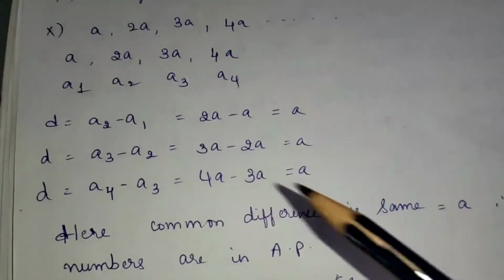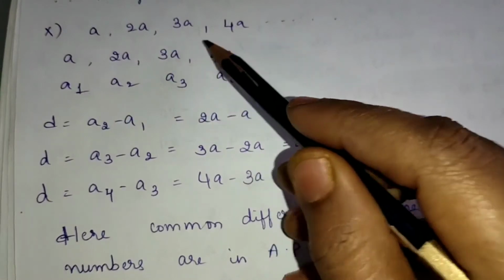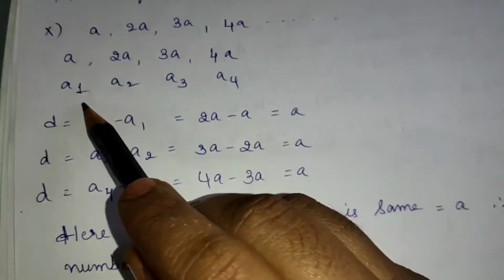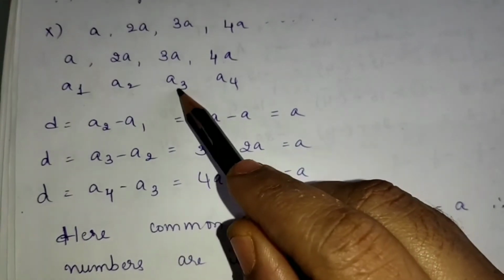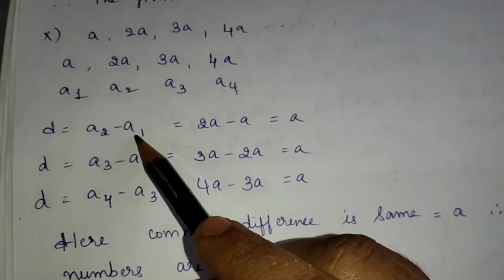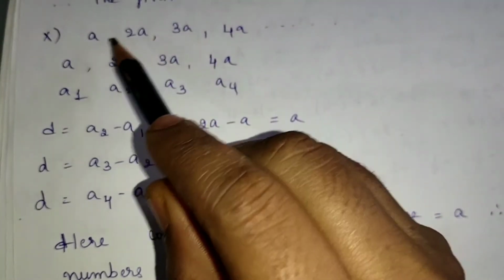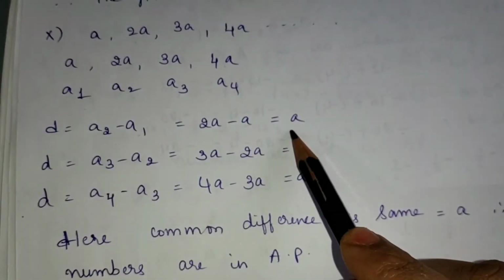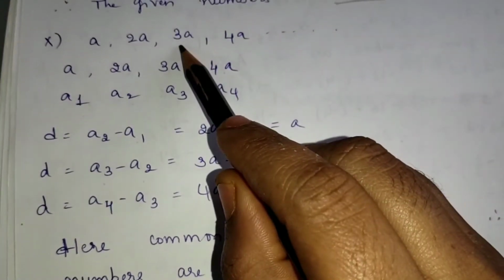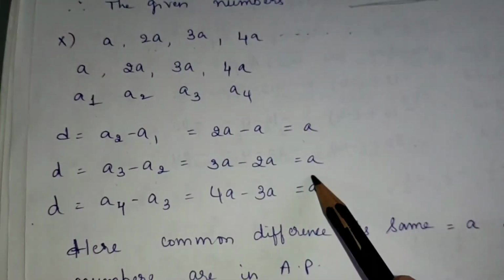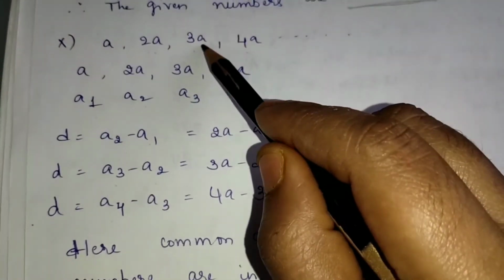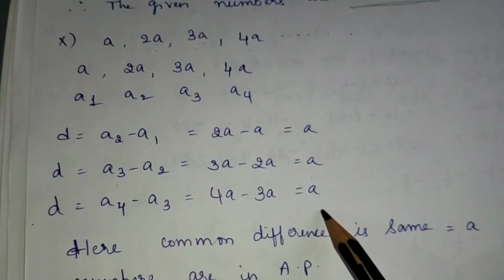The question is A, 2A, 3A, 4A. Write the pattern and name it as A1, A2, A3, A4. Find the common difference of A2 minus A1, that is 2A minus A is A. If you find out the third term minus second term, that is 3A minus 2A is again A. If you find the fourth term minus third term is again A.